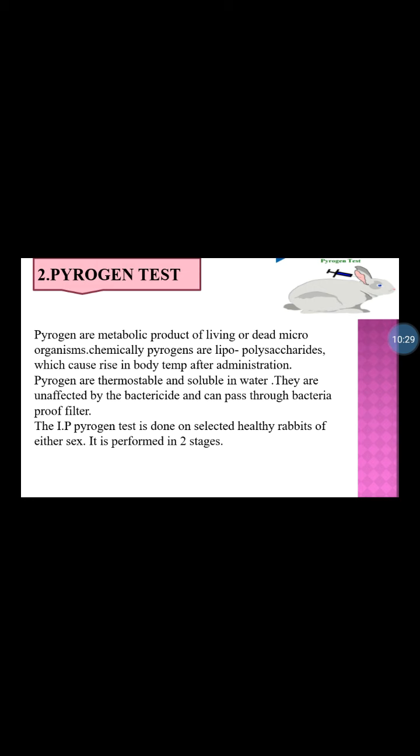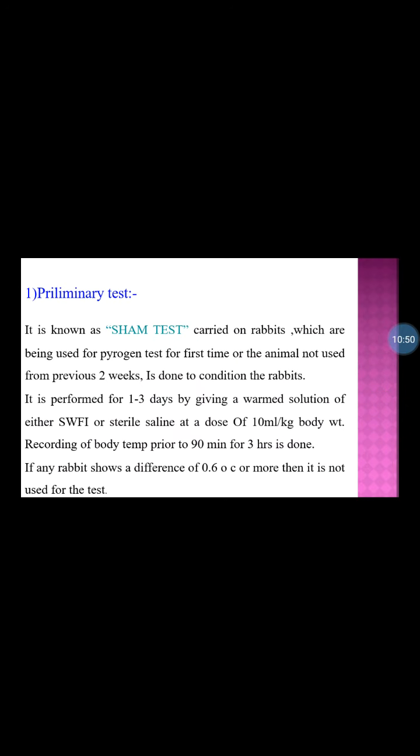The pyrogen test is done on selected healthy rabbits of either sex. It is performed in two stages. These two stages are the preliminary test and the main test. So, let's see the preliminary test.